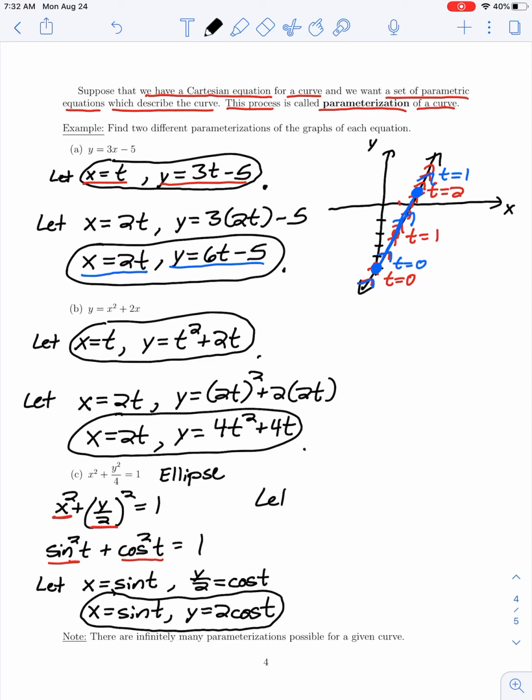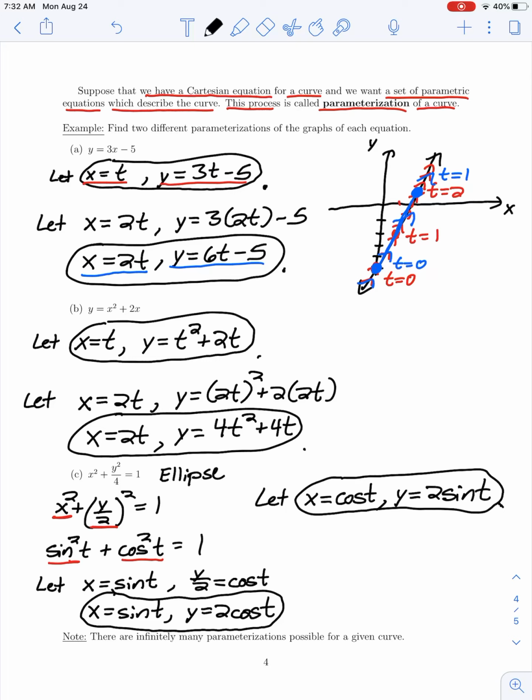Or we could reverse our choice for sine and cosine here. So we could also use, for instance, x is equal to cosine of t, and y is equal to 2 sine t. Just reverse which one we call sine or cosine, because the sum of the squares would still be 1.